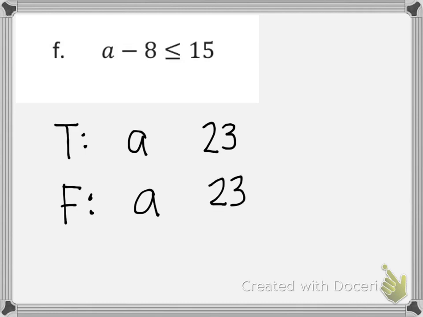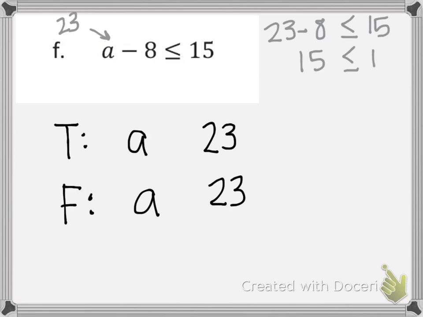Not sure what the signs are going to be yet, but I'm going to figure that out right now. If I make a equal to 23, so I substitute a 23 in for a, I get 23 minus 8 is less than or equal to 15, and 23 minus 8 is 15. So 15 is less than or equal to 15 is a true statement because they are equal. So true gets the equal sign. So the equal sign part of my inequality is going to go there.